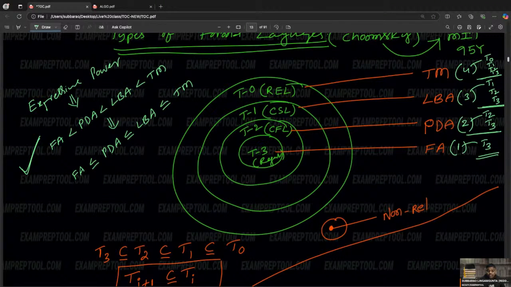Finite automata expressive power is 1. PDA expressive power is 2. LBA expressive power is 3. Turing machine expressive power is 4. They are not subsets, they are less than or equal to.